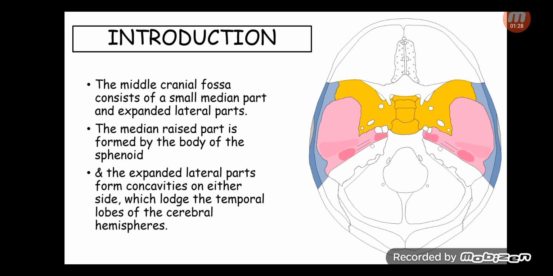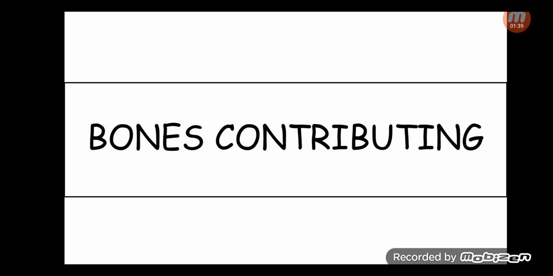In the anterior cranial cavity, there was the frontal lobe of the cerebral hemisphere. Now, in the middle cranial cavity, there is the temporal lobe of the cerebral hemisphere. This is an important point for MCQs.